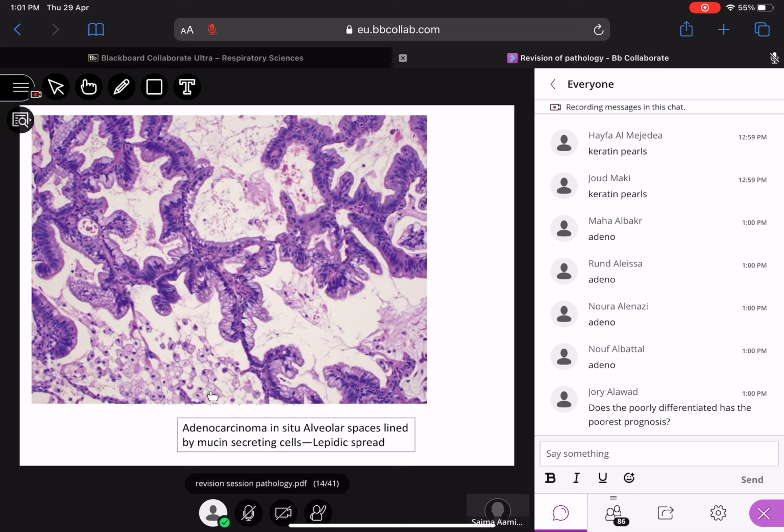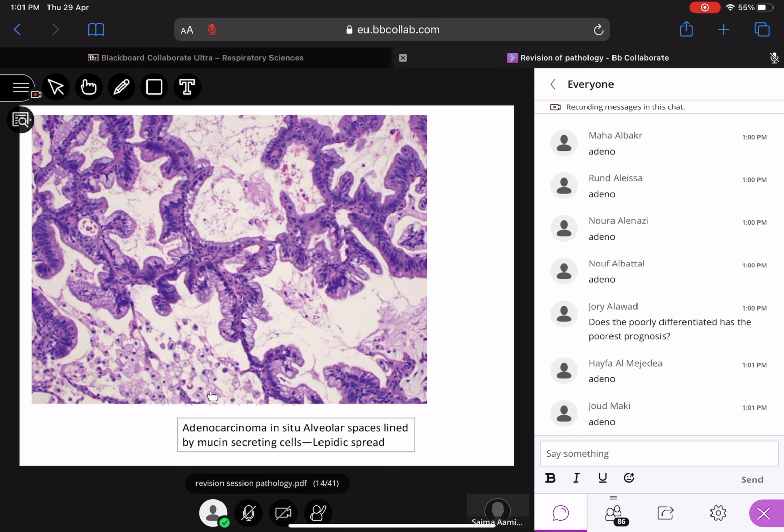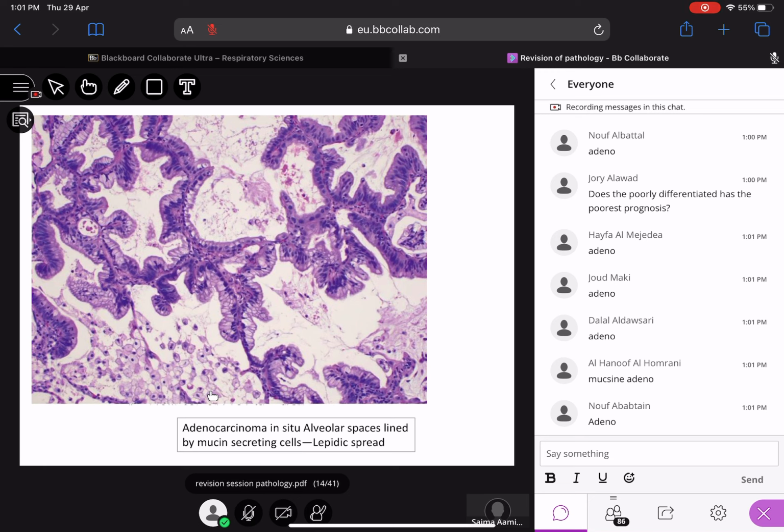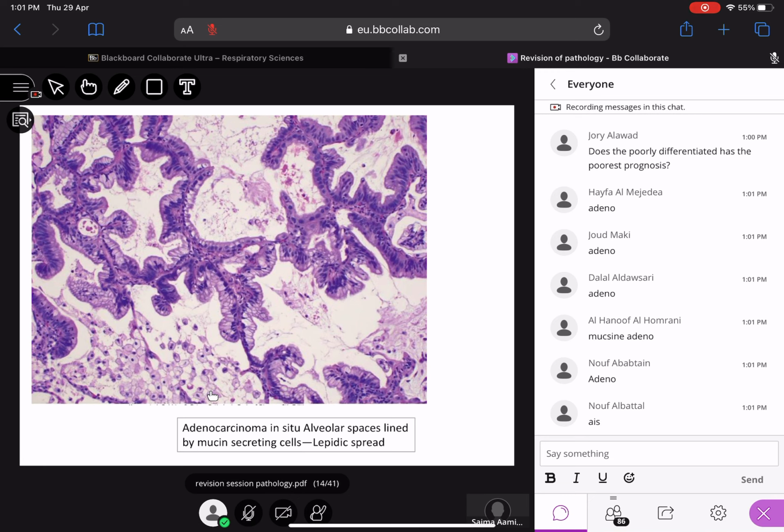What is your diagnosis in this one? So it is written adeno, not adenocarcinoma, okay, mucinous, and in situ. No, you're right. Adenocarcinoma in situ.